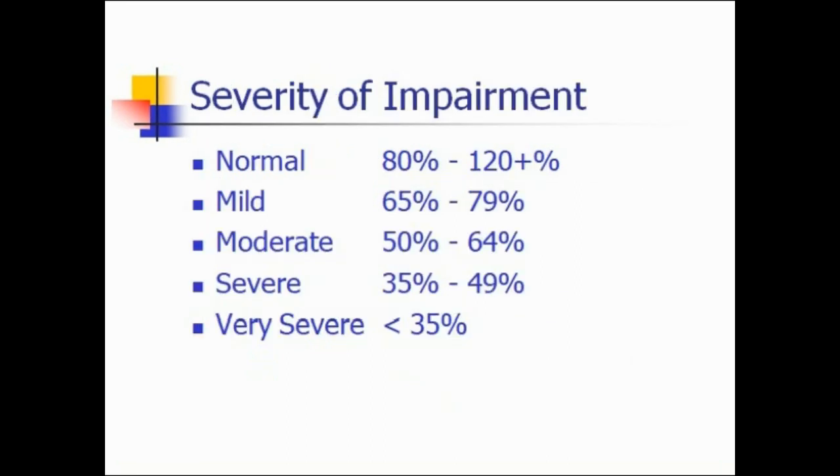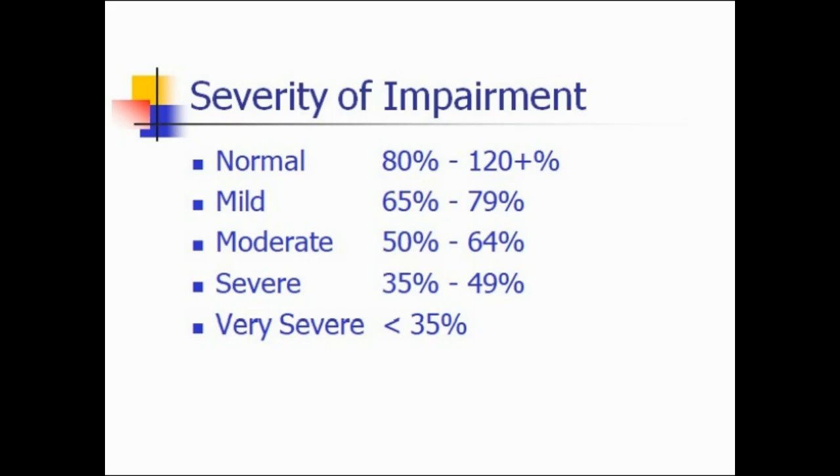So as I said, we want to know if a person is abnormal in their measurement. Now, it doesn't have to be all of the measurements. It can be key measurements in flow or in volume. But if they are greater than 80%, then they are considered to have normal lung function.